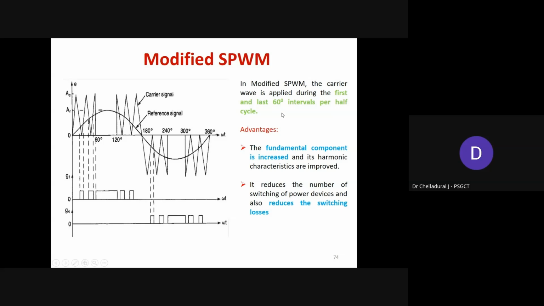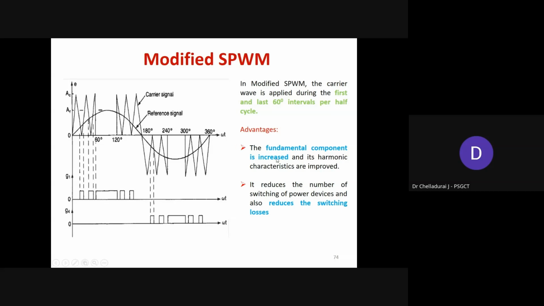In this modified SPWM technique, from 0 to 60 degrees there is a carrier wave. Then from 60 to 120 degrees, there is no carrier wave comparison. Then again from 120 to 180, there is a carrier wave. Simply by introducing this kind of small modification to produce different pulse widths during the positive half cycle and negative half cycle, there are a lot of advantages.